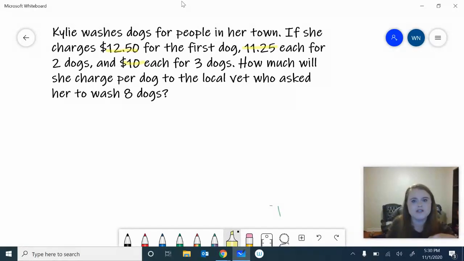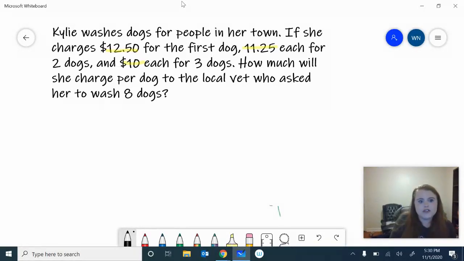So she's charging $11.25 each for 2 dogs. But if you have 3 dogs, she's only going to charge you $10 each instead of charging you $12.50 for each dog. Now let's look at this. The local vet asked her to wash 8 dogs. We have to stop and think about this one. First things first is always to find your rule.